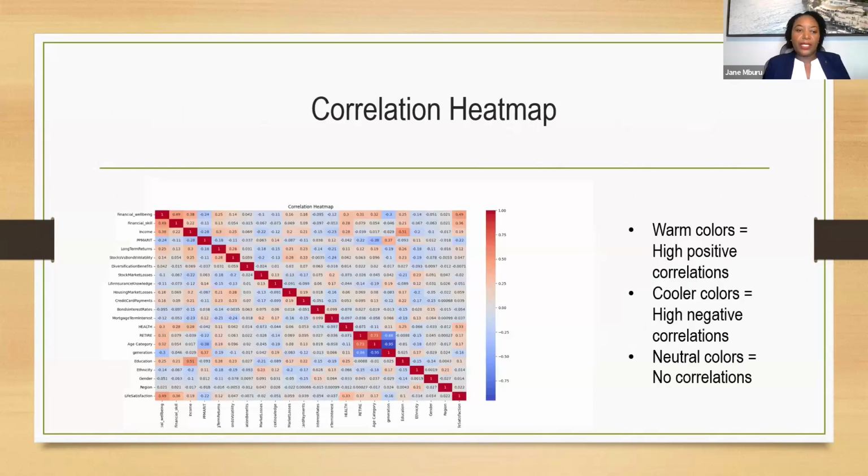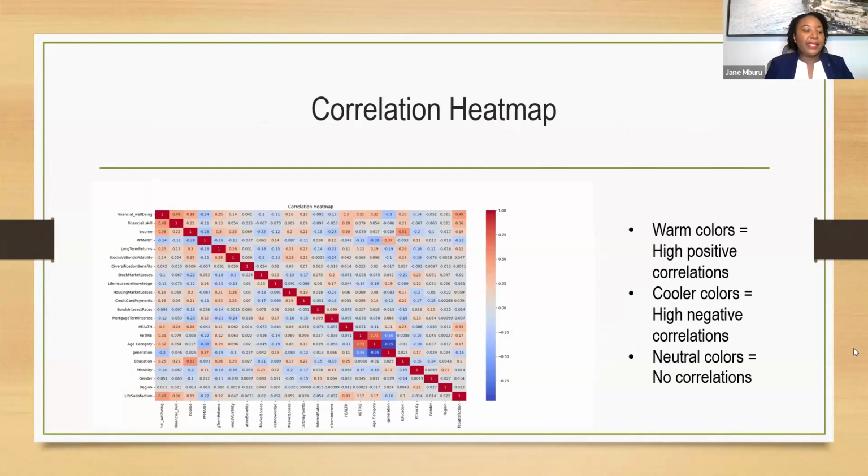This is a correlation heat map, which I created to understand how the different features that I selected to use correlate with each other. We have the red colors representing higher positive correlations. The blue colors indicate higher negative correlations, and the neutral colors show no correlations.